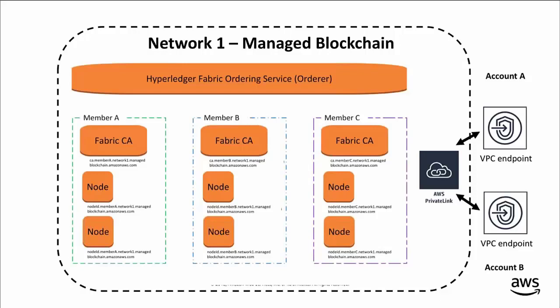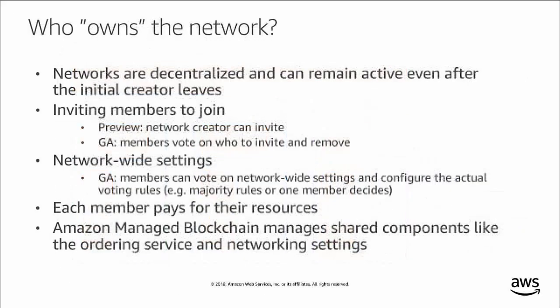But anyway, member B and member C provision their components, and then they can create their own VPC endpoints and run their own client machines in their VPC, and then you have a fully functioning Fabric network. All this can be done in a couple of clicks to easily create a network, but also run it in a secure fashion. Going back to who owns the network, and that idea of decentralization, the answer is no one really owns it, or you could argue that everybody owns it.